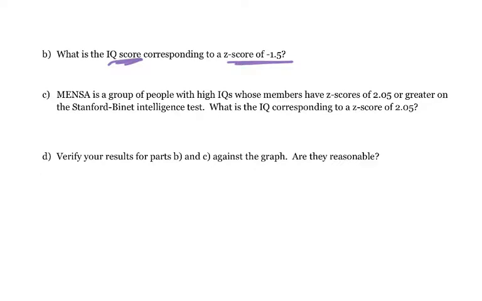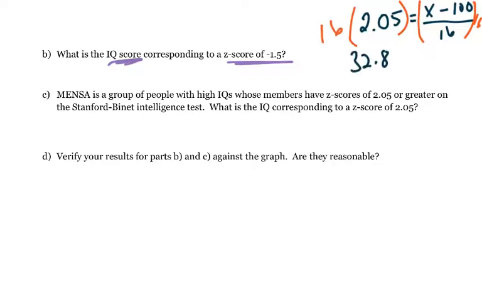The second part of this question has Mensa is a group of people with high IQs whose members have z-scores of 2.05 or greater on the intelligence test. What is the IQ corresponding to a z-score of 2.05? So again, we're going to do that. Where z-score is equal to 2.05, we're trying to find the IQ value that will give us that z-score, standard score. So I take that x value that's unknown, subtract the mean, which is 100, divide by the standard deviation. To solve for x, I multiply both sides by the denominator, which is 16.